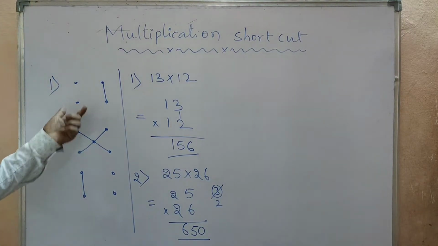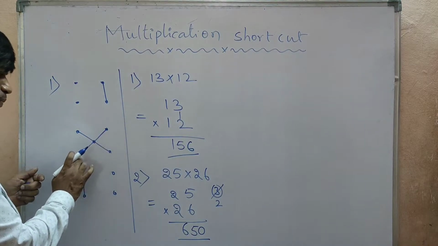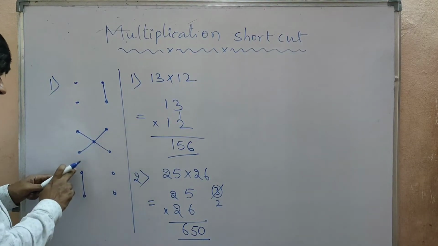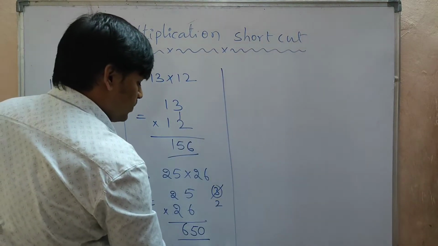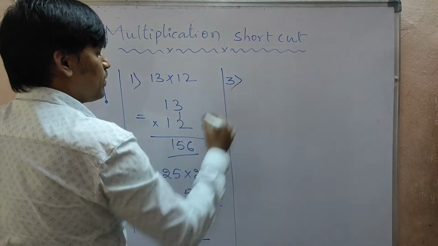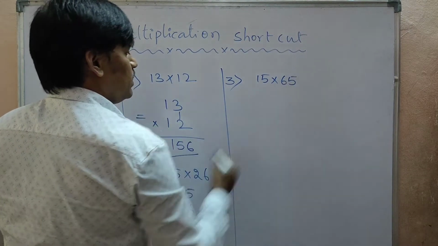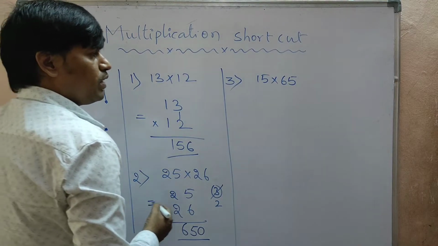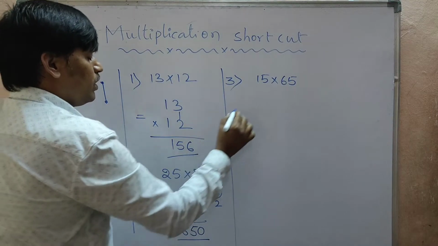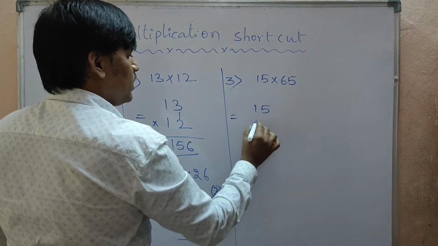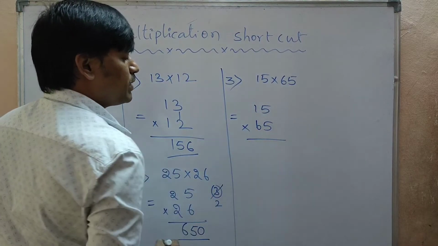Now I am using this method only. First I am taking this one into this one, after that this one into this one plus this one into this one, and after that this one into this one. Now I am taking your third problem. The third problem is 15 into 65. How do you deal with this problem? You can observe, the same method you should follow. Now 15, next 65. Here you can take the multiplication symbol.